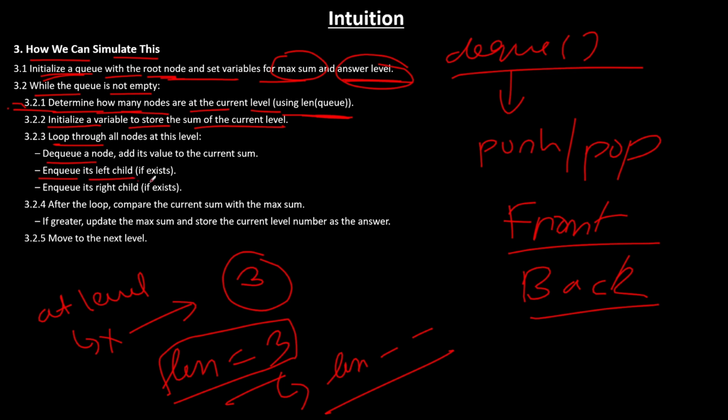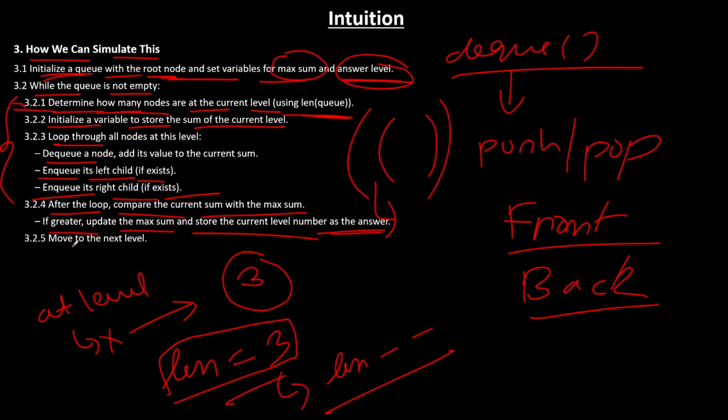Enqueue its left child, if it exists. Enqueue its right child, if it exists. This is the concept of breadth first search traversal, or level order traversal. That's all. And after the loop is done, we will compare the current sum with the maximum sum. When the iteration of the particular level is done, we check this level. If greater, we update the max sum and store the current level number as the answer. Otherwise, we move to the next level and update the level variable. That's all.